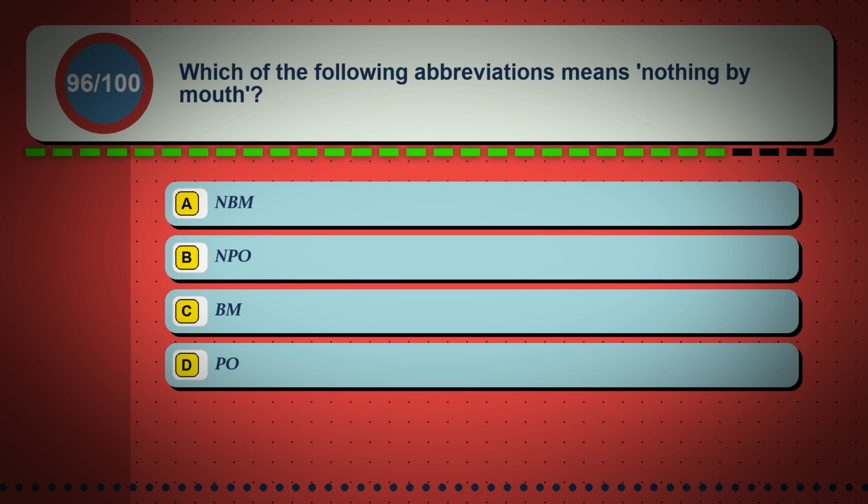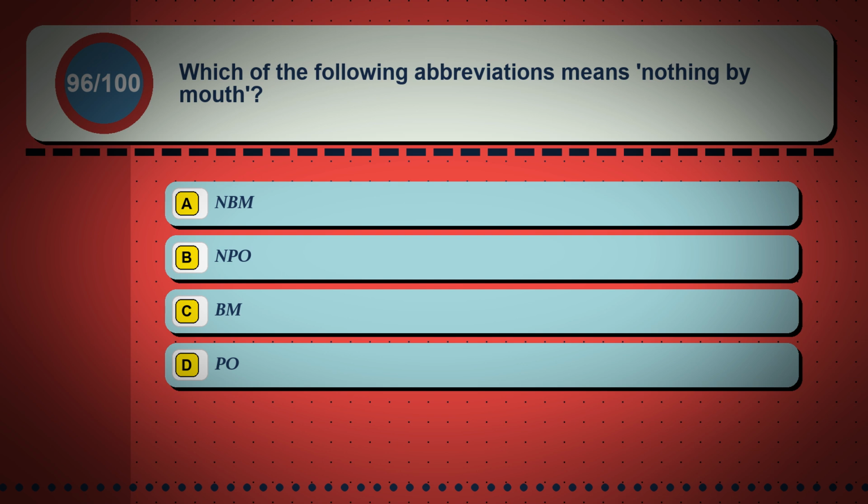Question 96. Which of the following abbreviations means nothing by mouth? Option A, NBM. Option B, NPO. Option C, BM. Option D, PA.